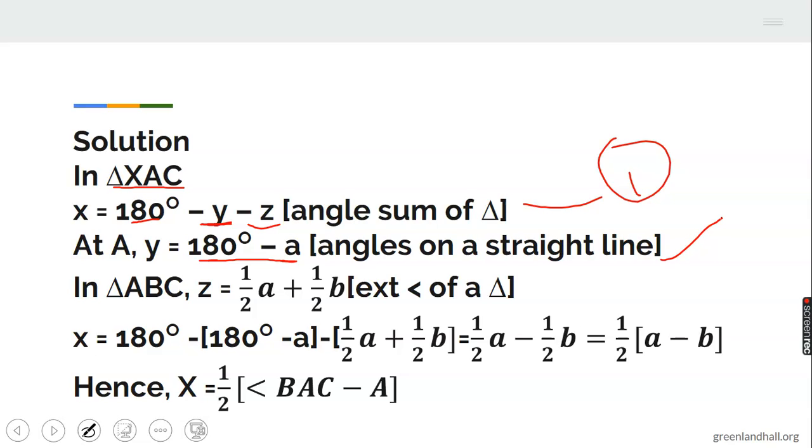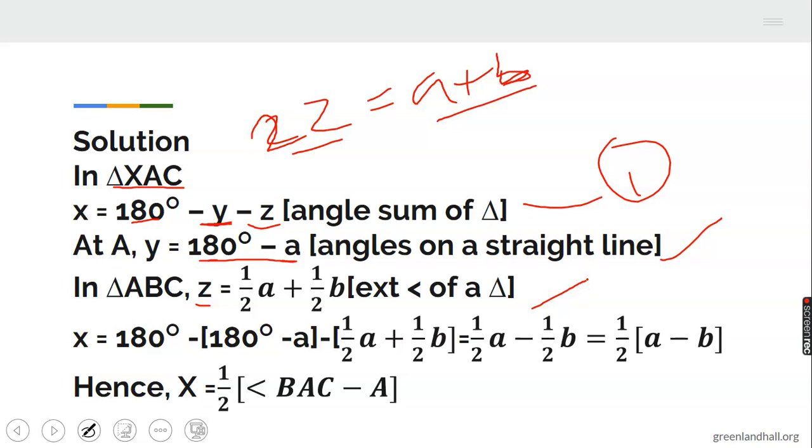Now in triangle ABC, I now have Z to be half of these two, because 2Z is equal to the sum of a plus b, which is the interior. This is the exterior angle, two of this one will equal the interior angle. So by making Z the subject, I will have half of the two. So Z is equal to half into a plus b. So it's the same thing as this.